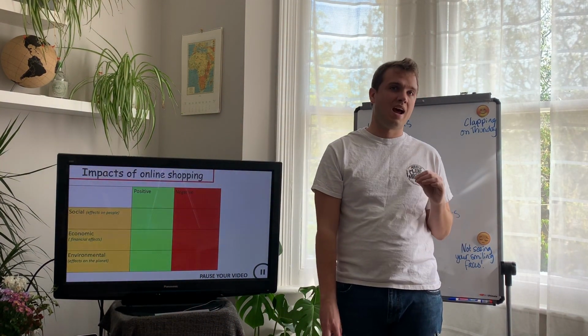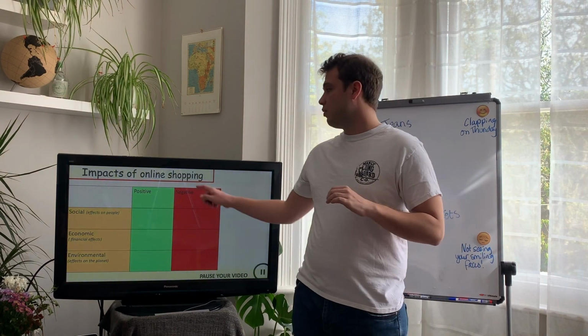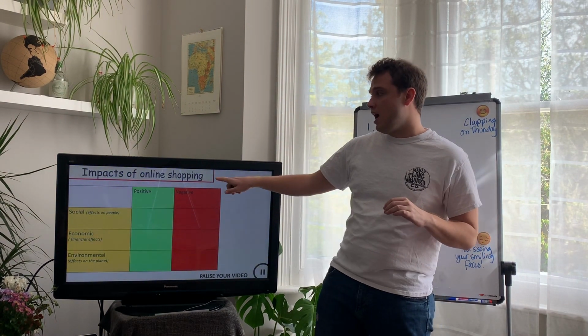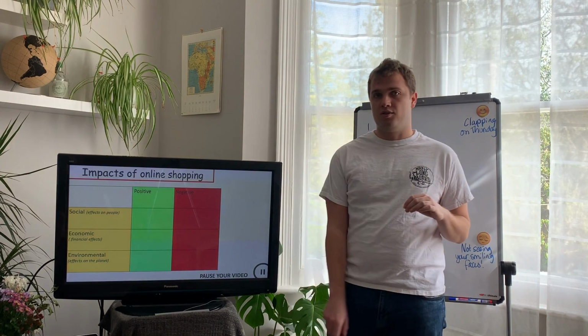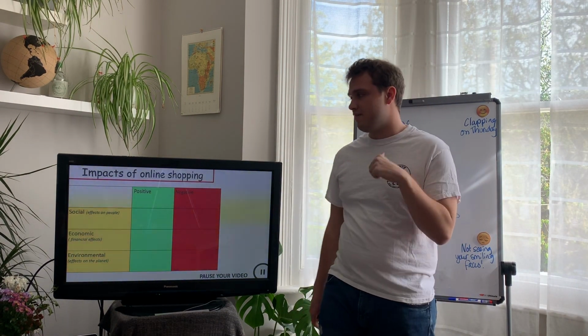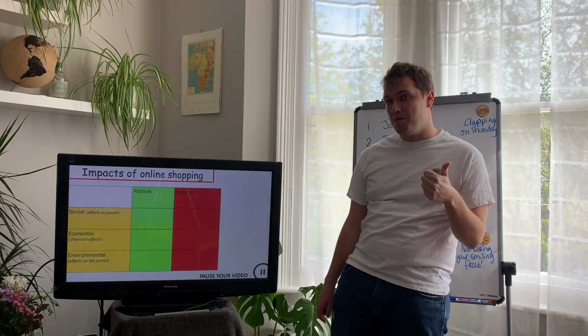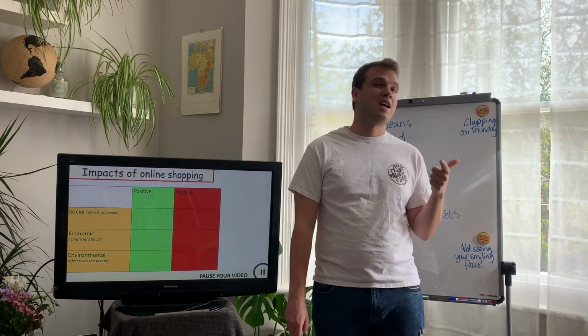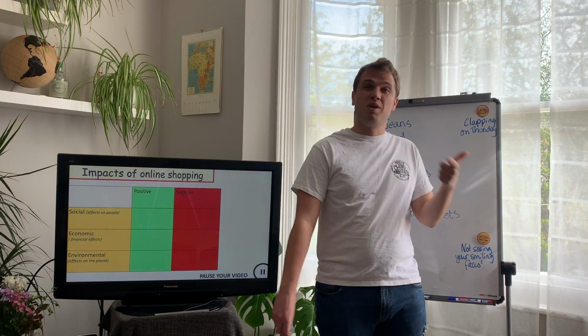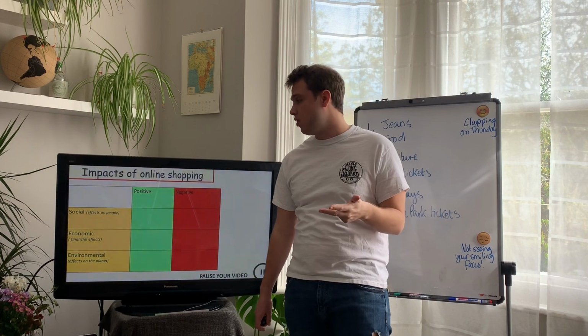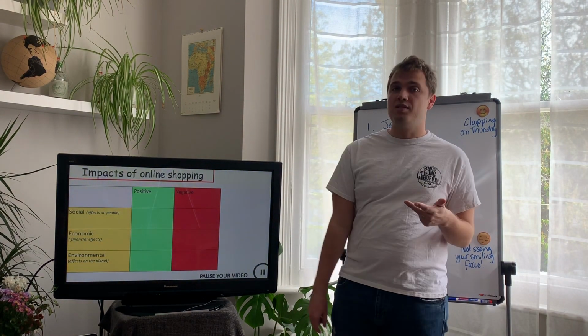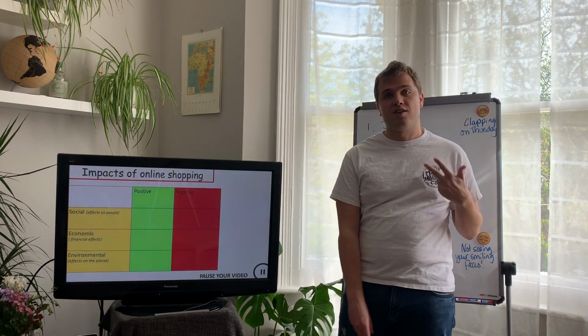So in your books now, I would like you to copy out this table with positives and negatives at the top, and social, economic and environmental. To recap what those words mean, if it is social, it has an effect on people. If it's economic, there are financial effects, so to do with industry, to do with people's own finances, to do with employment, etc. And if it's environmental, there are effects on the planet, on our natural landscape.